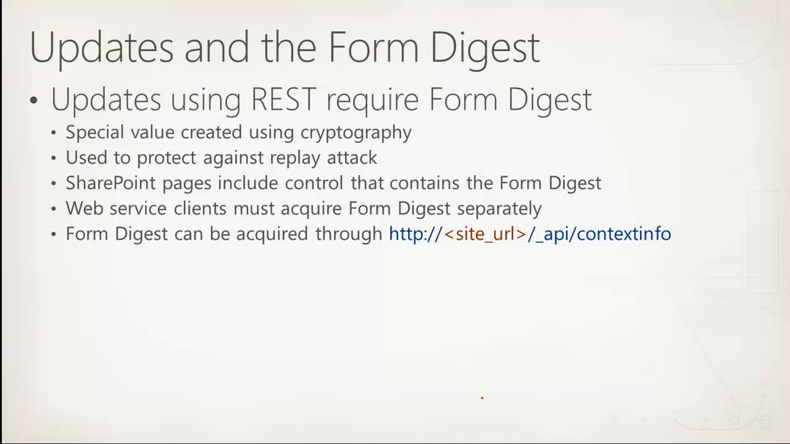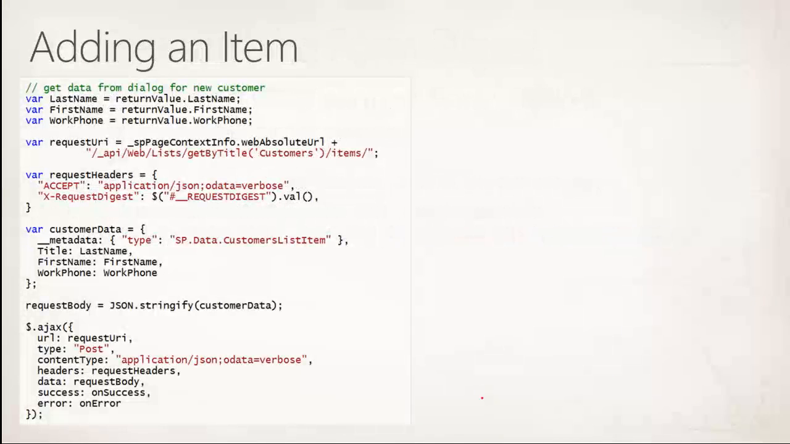Okay. Now, let's say I want to add an item. Here's some simple code in JavaScript. The first thing you have to do is set your URI to a resource that maps to the list that you care about, which in this case is web/lists/getbytitle('Customers')/items. Note that there are no query strings when you're adding. There are query strings when you're pulling data back.